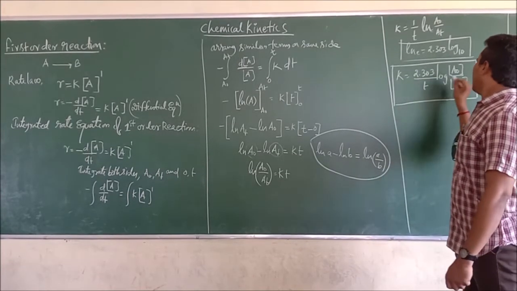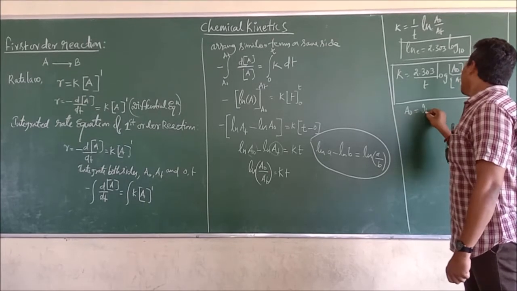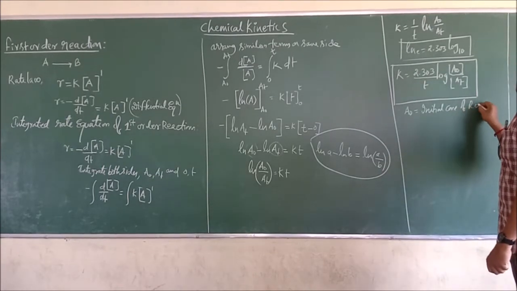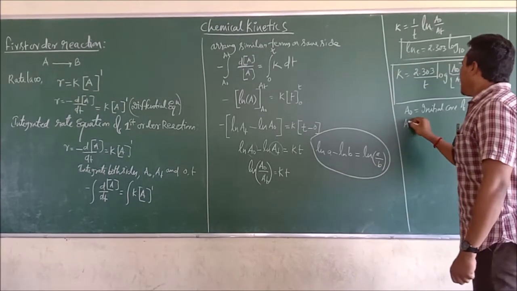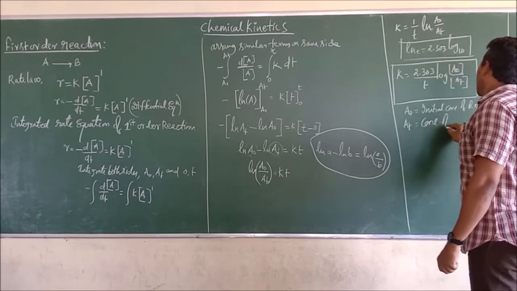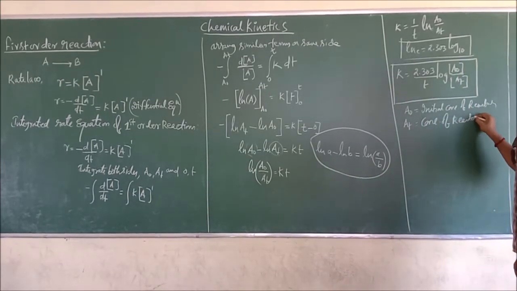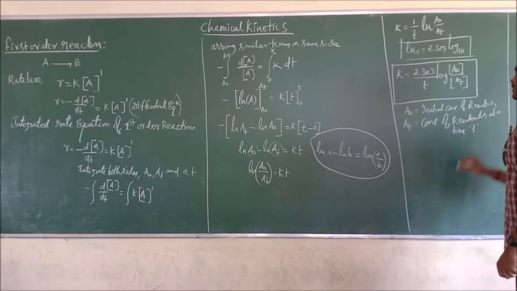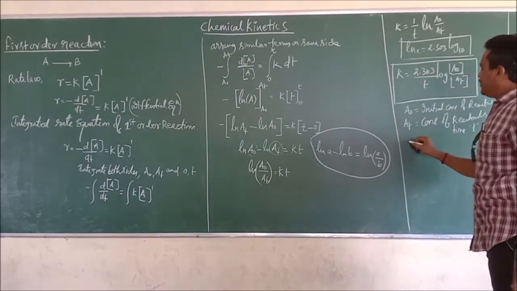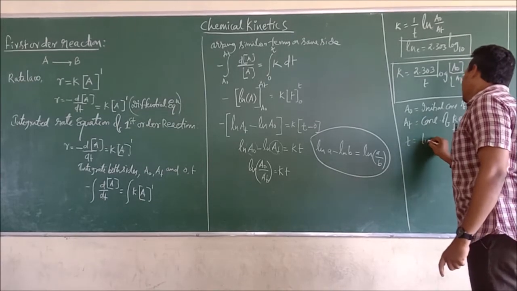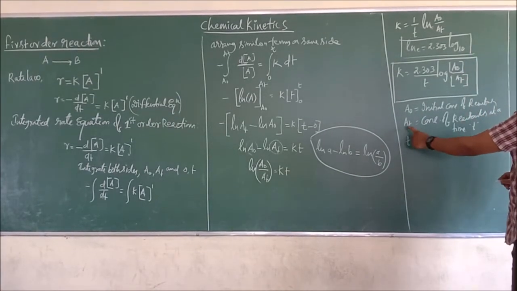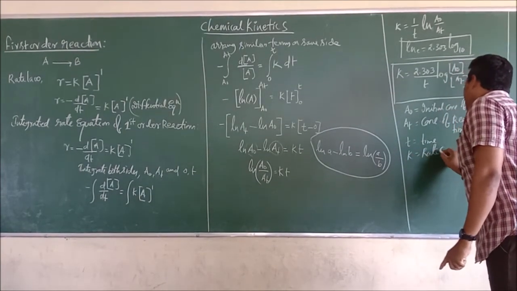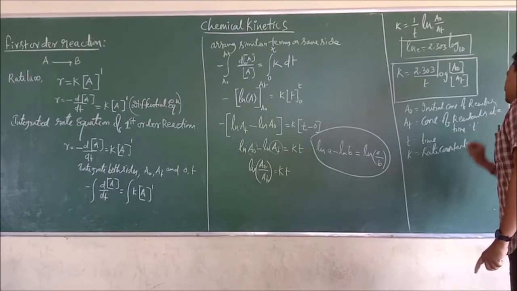In this equation, what we have to know: a naught is the initial concentration of reactants, and a is the concentration of reactant at a time t. And t means time. At this time, what is the concentration of the reactant? That is a. k we know, that is the rate constant.